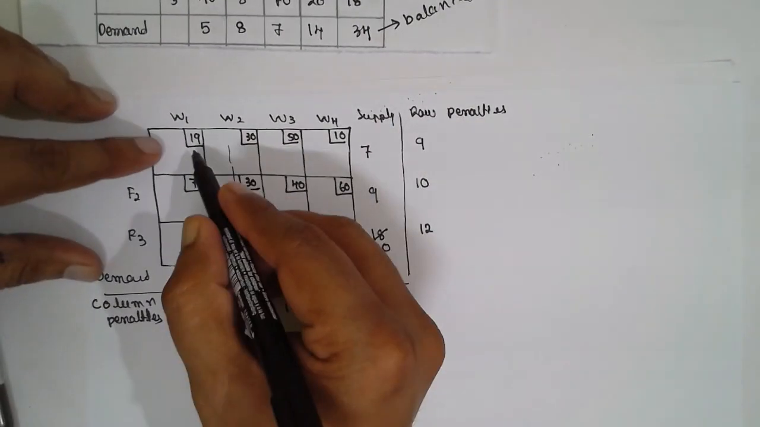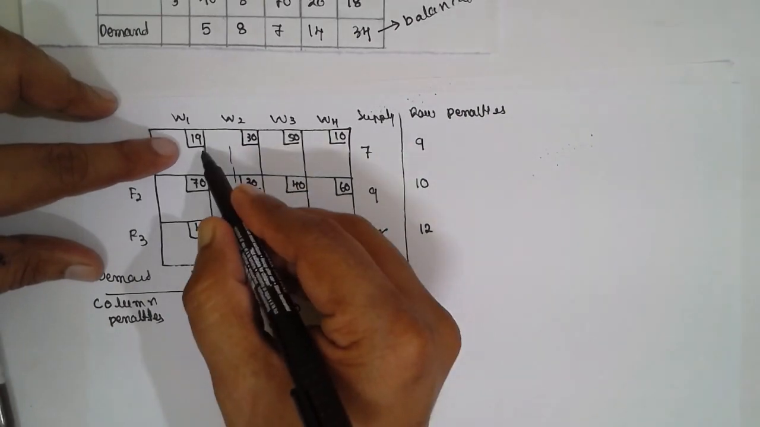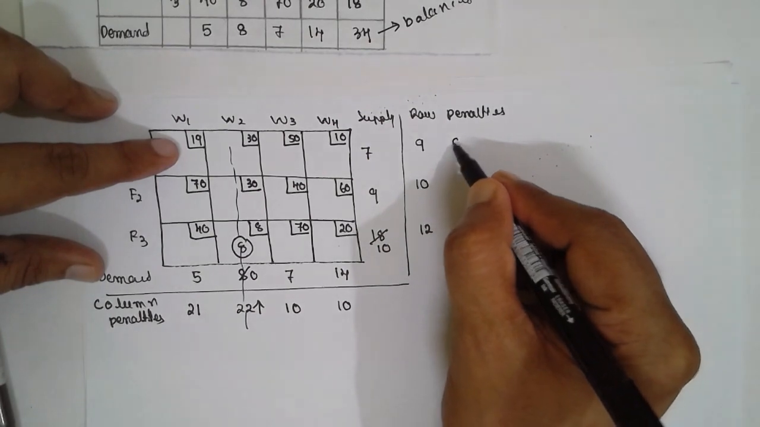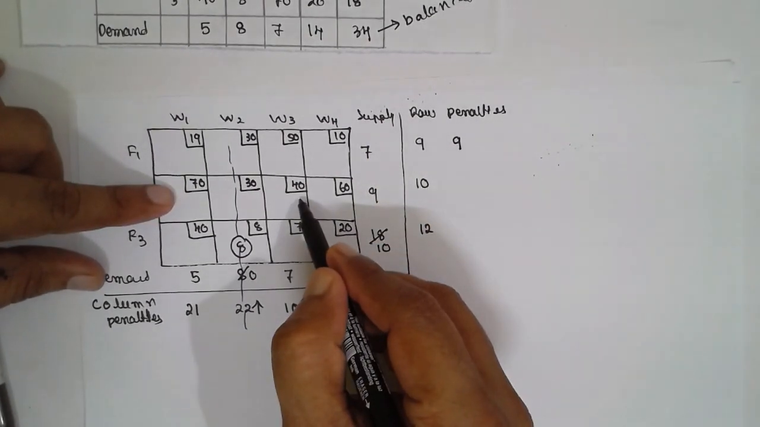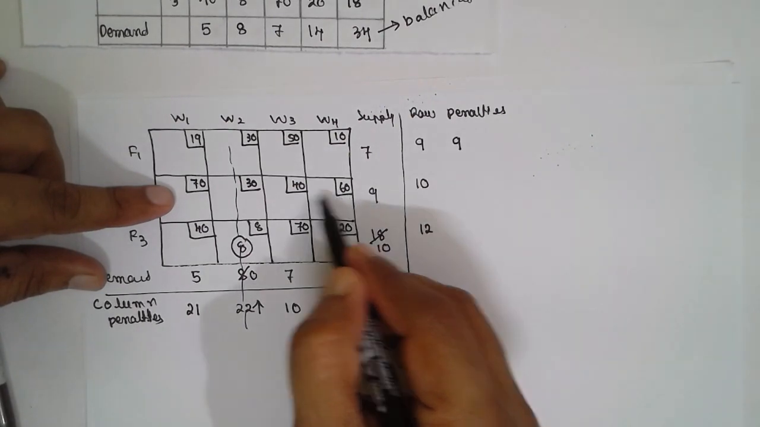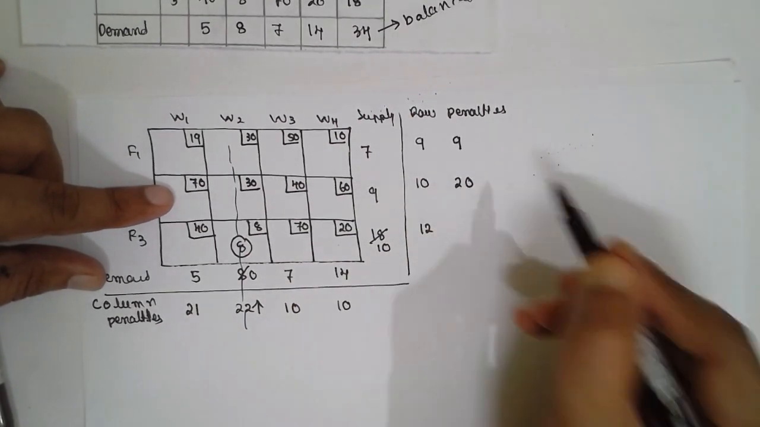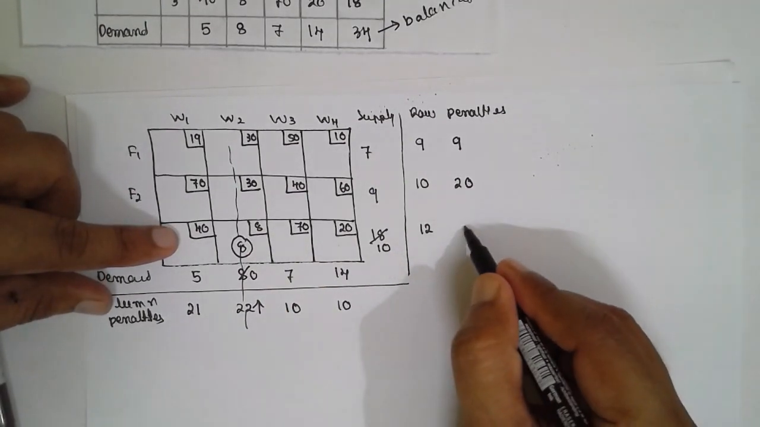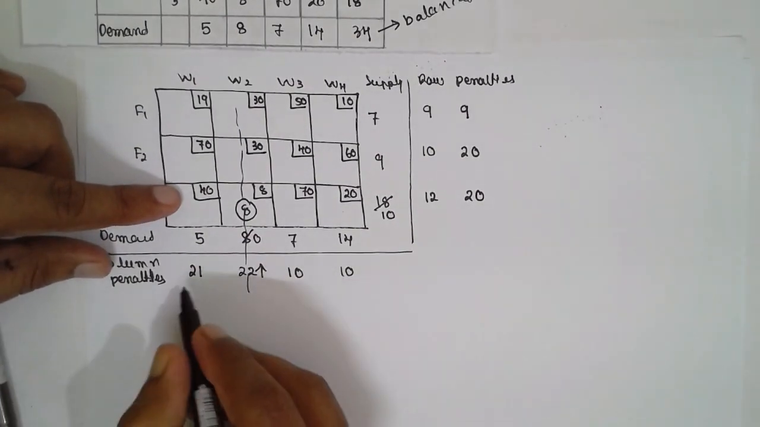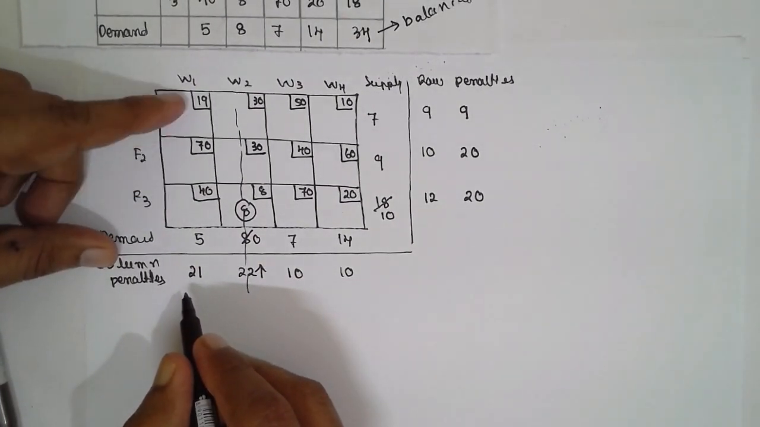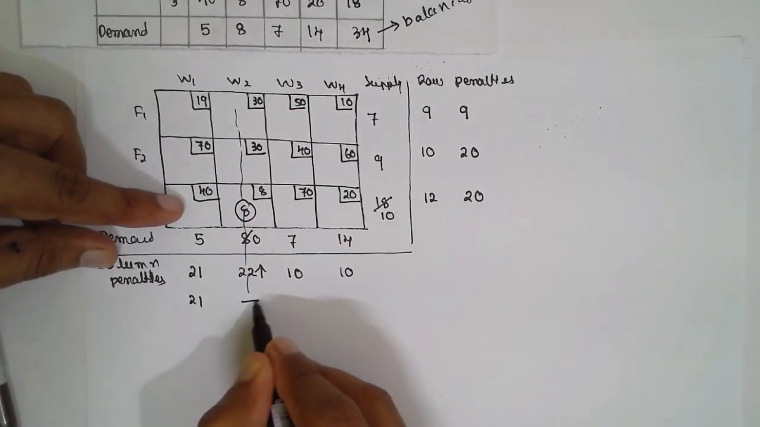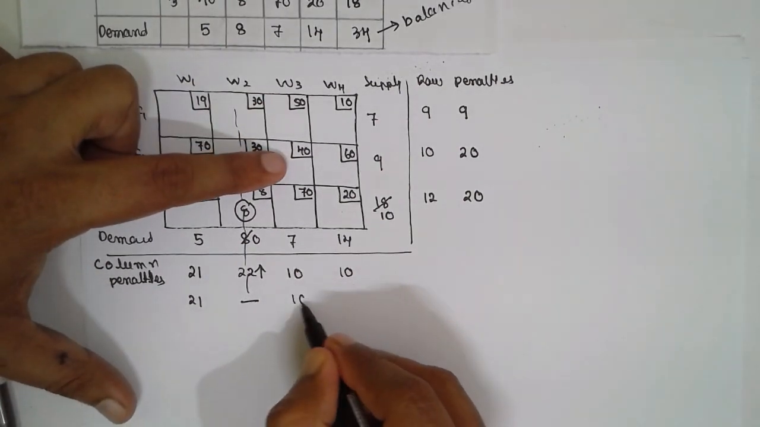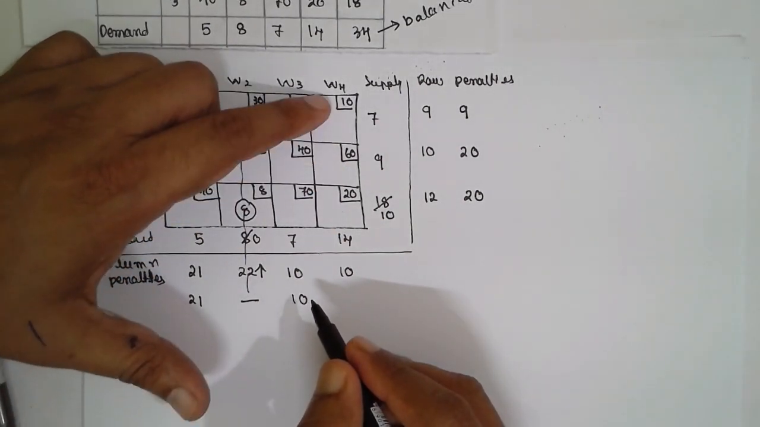Next, similarly, 10 is the smallest, 19 is the next smallest, therefore it becomes 19 minus 10, 9. 40 is the smallest, next smallest is 60. 60 minus 40, 20. The next smallest is 40, 40 minus 20, 20. Here it doesn't change. 19 and 40, it becomes 21. This is eliminated. Here also it doesn't change. 50 and 40, 10. Here also it doesn't change. 10 and 20, again 10.